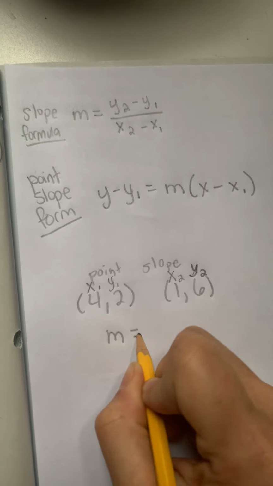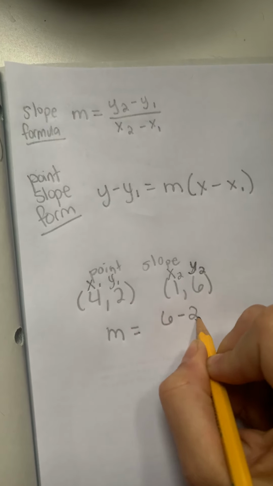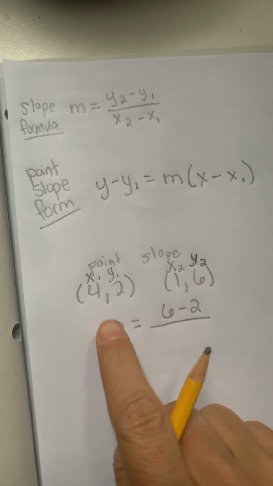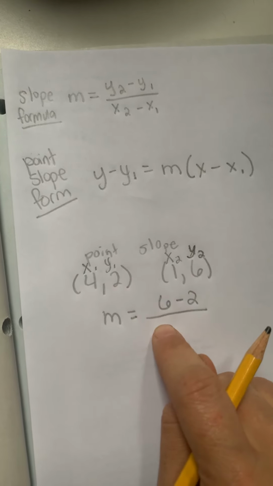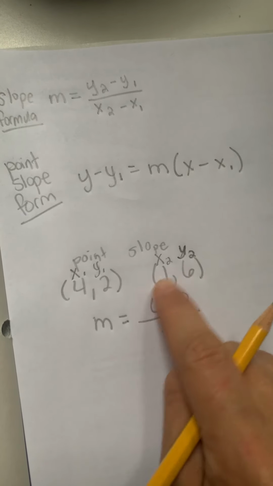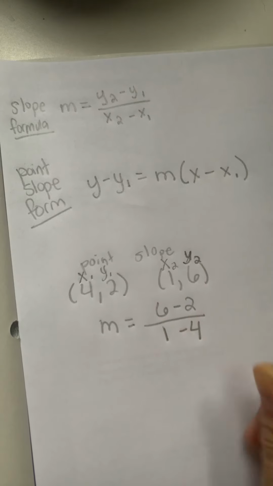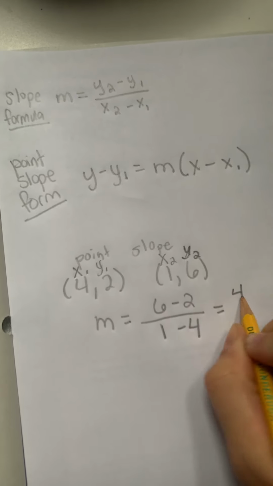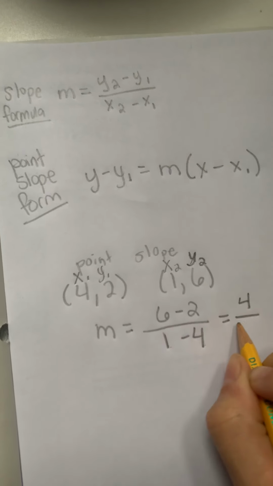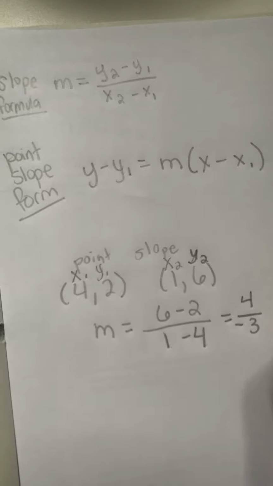So m equals 6 minus 2. And see, this is where it's important, because a lot of people want to just take the big number and put it first, but you can't. Since I put the 6 first, the 1 goes first. 1 minus 4 on the bottom. 6 minus 2 is 4. 1 minus 4 is negative 3. So my slope is negative 4/3.